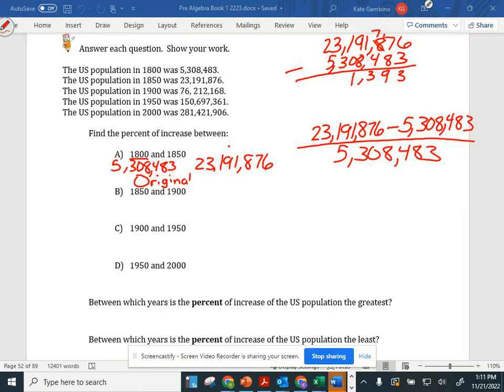I lined up 9. Nope, I did not line it up right. Woo! This is what happens when the teacher goes too fast.